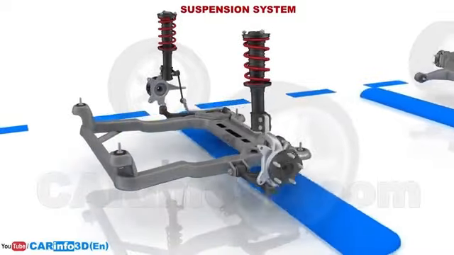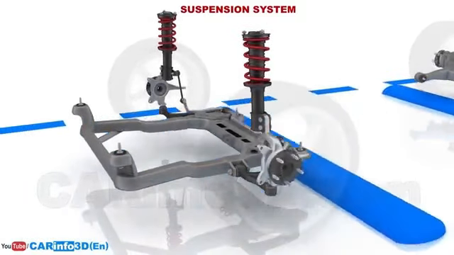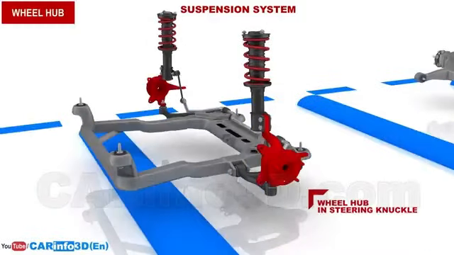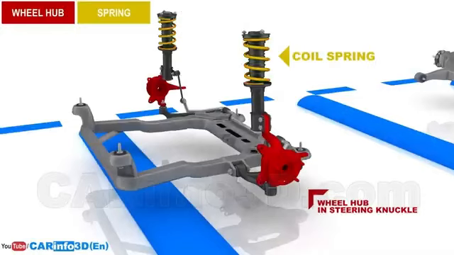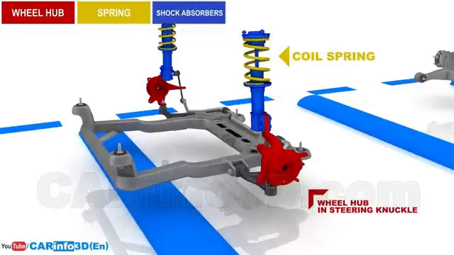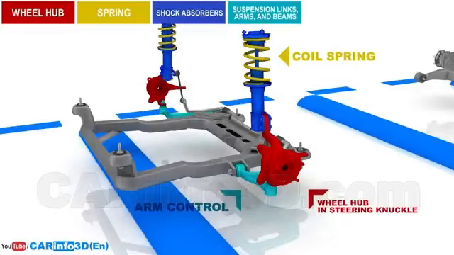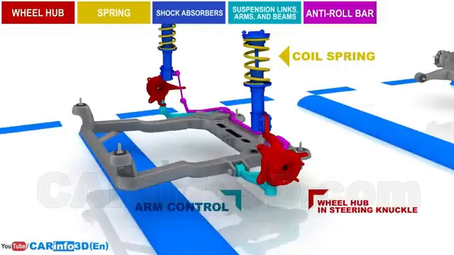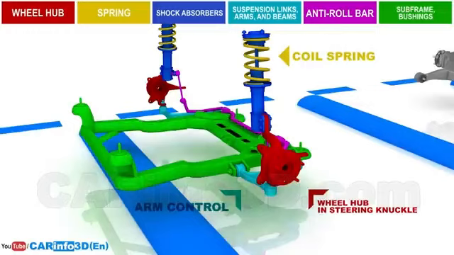Let's go back to the suspension system. The suspension includes the wheel hub. This is a wheel hub mounted on a steering knuckle. The spring, a coil spring in our case. Shock absorbers. Suspension links, arms, and beams. This type of suspension has an arm control and a shock absorber that performs an additional function of the suspension arm. The anti-roll bar. The subframe and bushings.